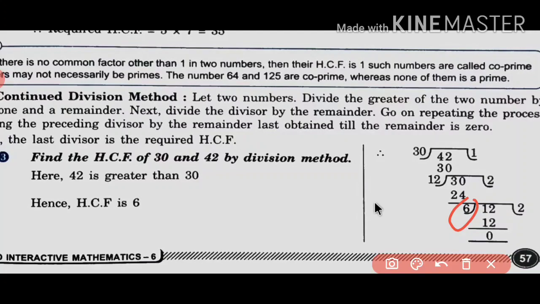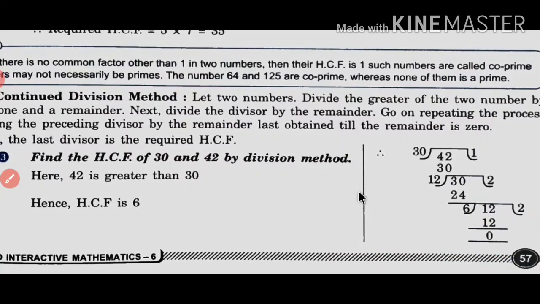You have to continue dividing. First you have to divide 42 by 30. After that you have to subtract. Now this divisor 30 will come inside and you have to divide by 12. Same, if you subtract it you will get 6. Now this 12 will come here in place of the dividend. So 6 twos are 12 and you get the answer as 0. So the last divisor is the highest common factor. Hence we can say that the highest common factor here is 6.